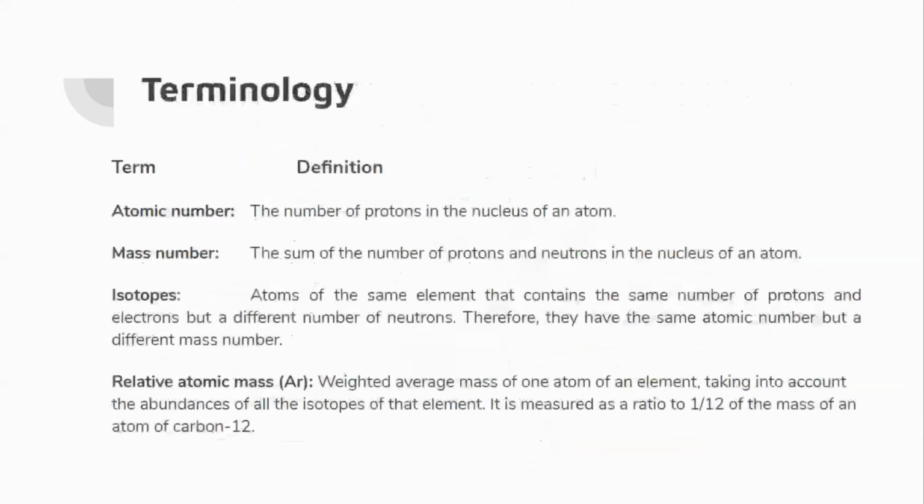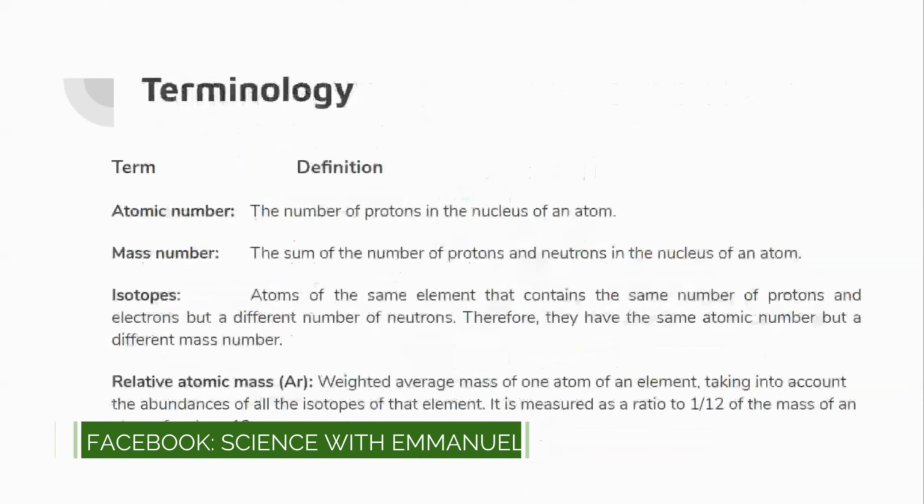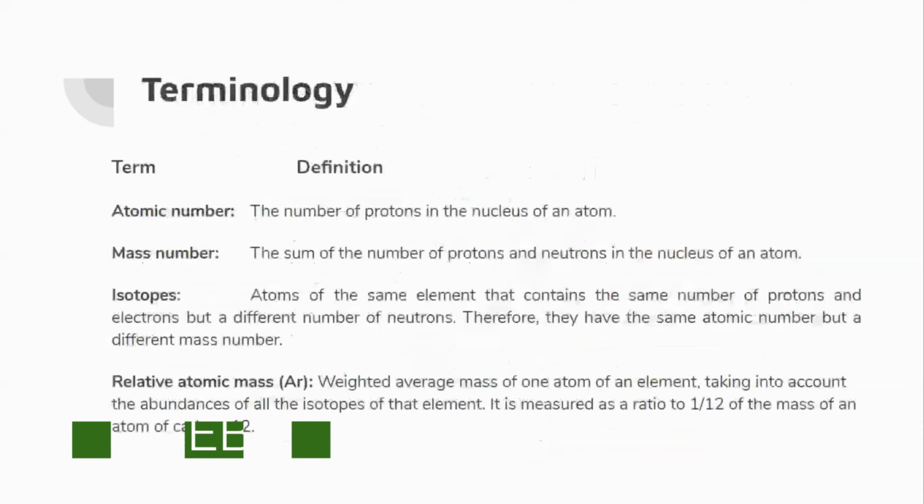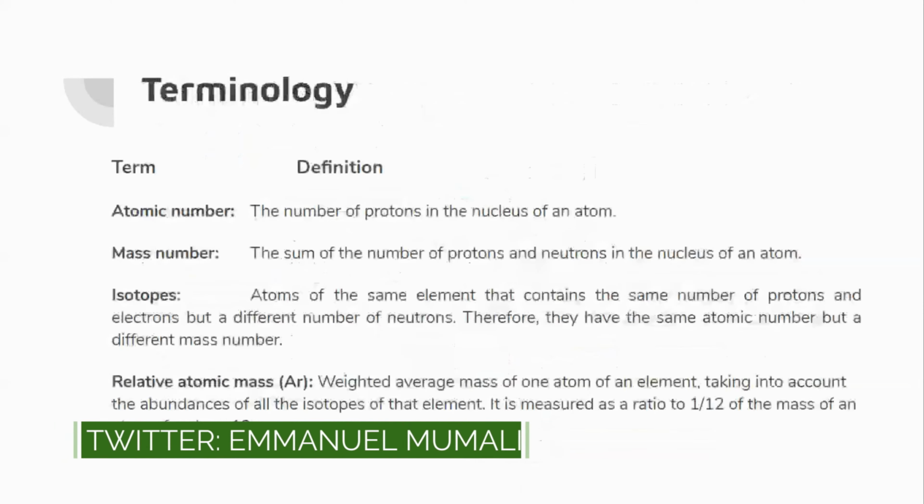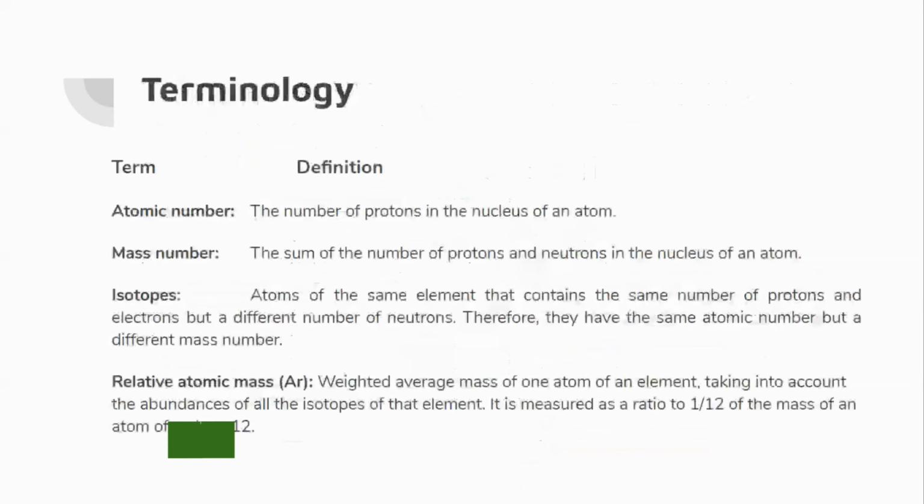Terminology. Atomic number is the number of protons in the nucleus of an atom. The mass number is the sum of the number of protons and neutrons in the nucleus of an atom. Isotopes are atoms of the same element that contain the same number of protons and electrons but a different number of neutrons. Therefore, they have the same atomic number but a different mass number.